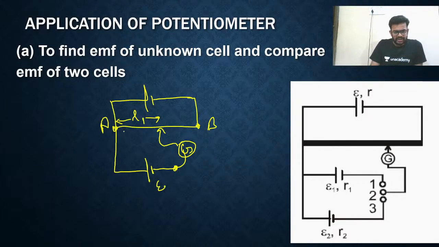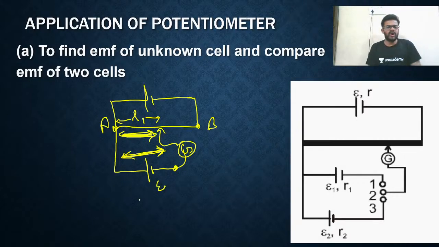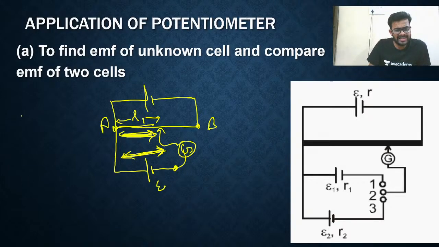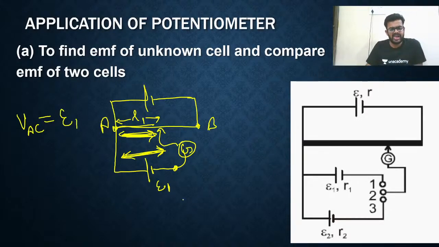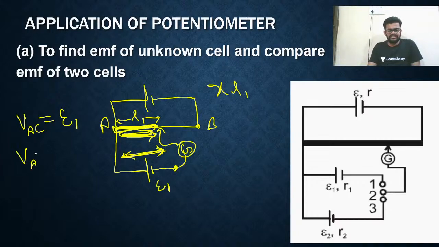So I will say whatever potential difference is there across this wire, the same potential difference is there across this cell. In that situation, there will be no current through G, because there is the same potential difference across this wire and this cell, meaning no current will flow. So simply I will say V_AC is equal to E1. And I know the potential gradient in the wire AB is X, so V_AC is equal to X into L1, which is equal to E1, right?